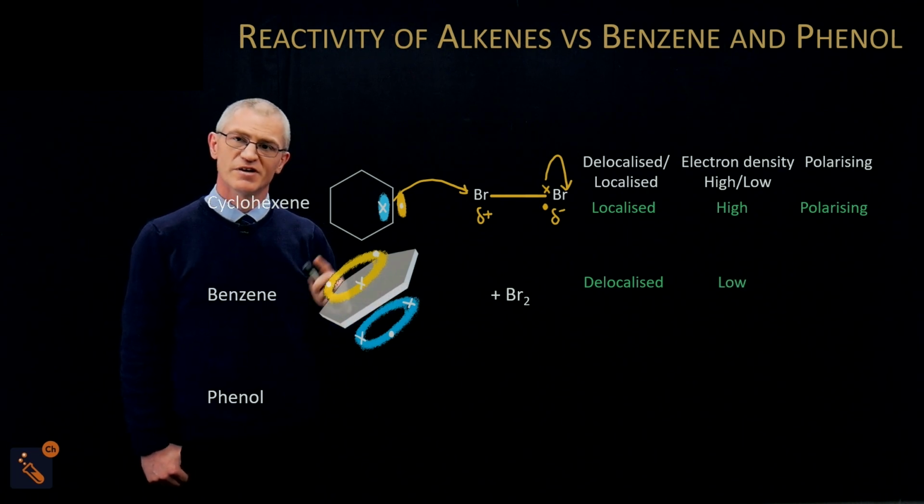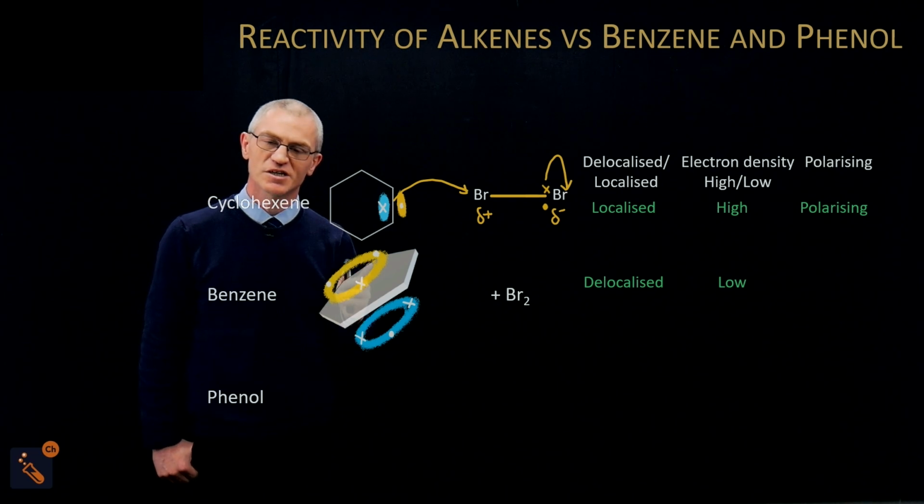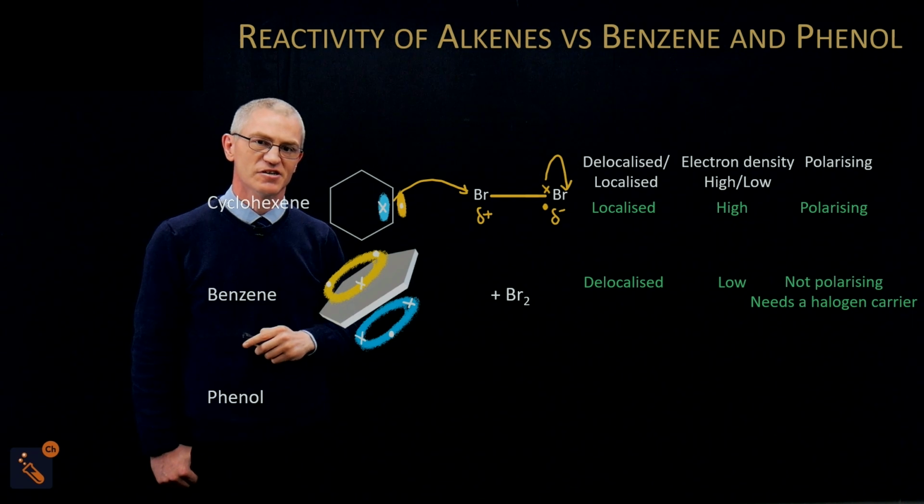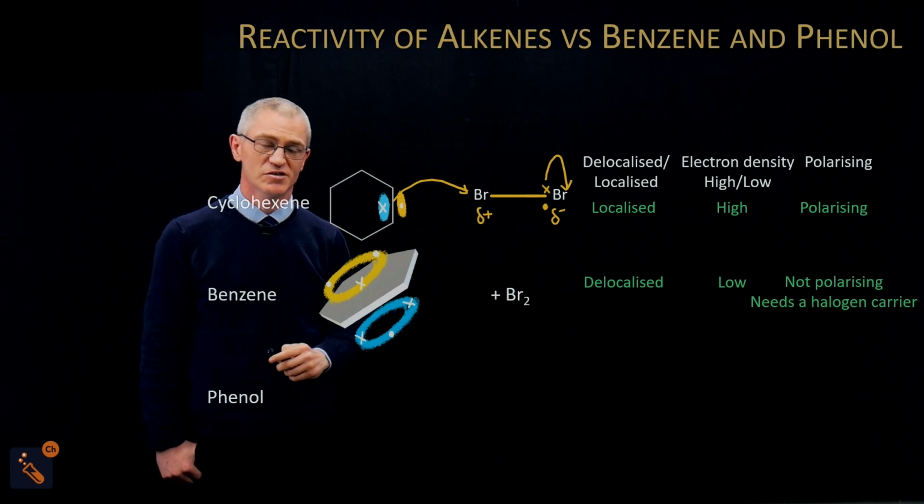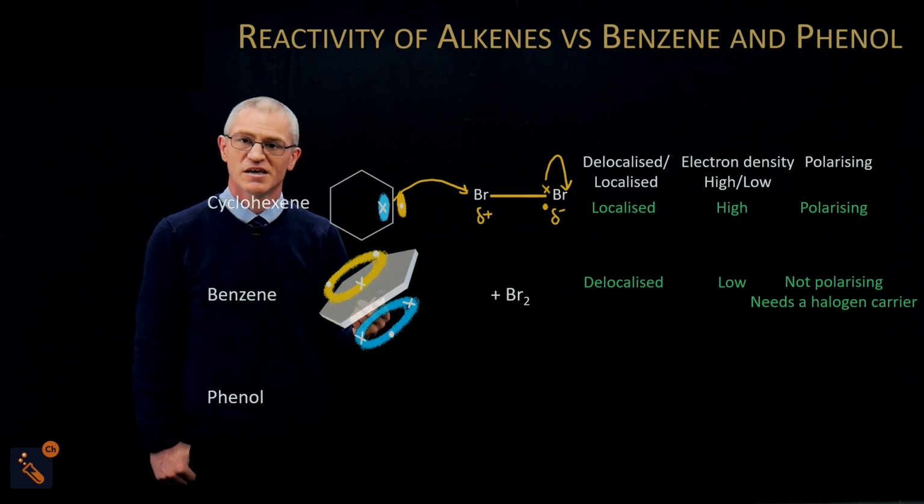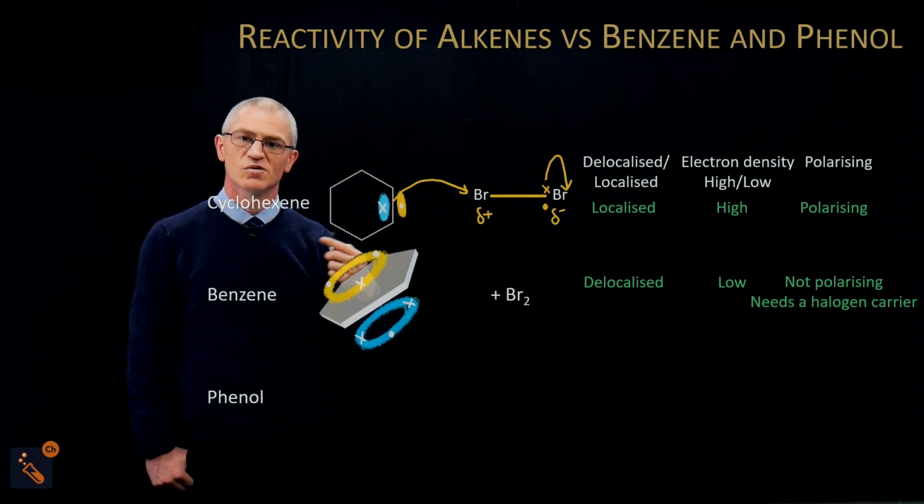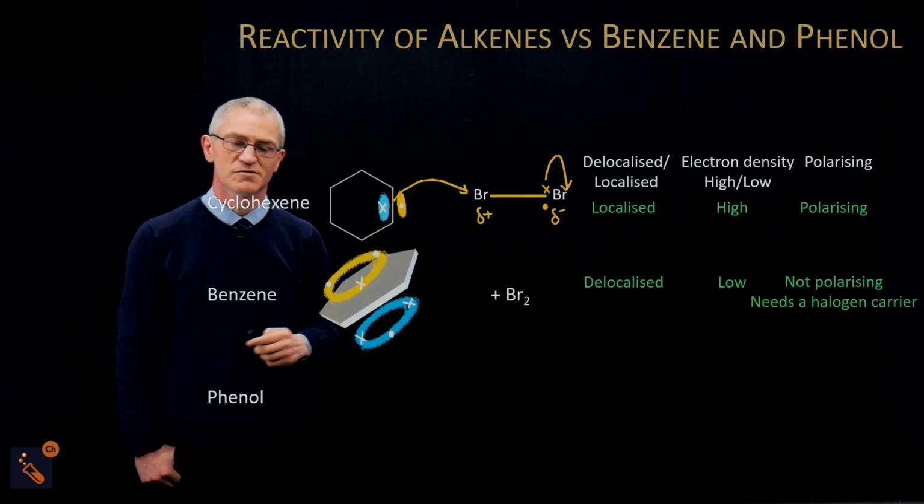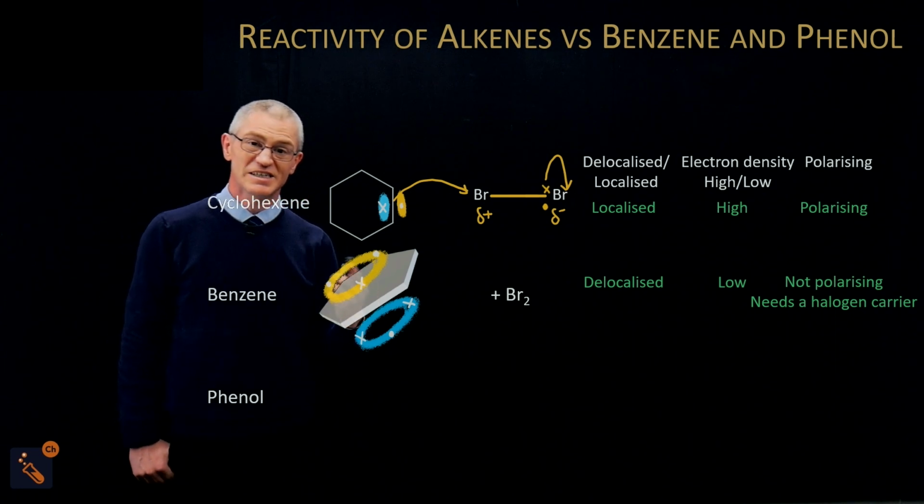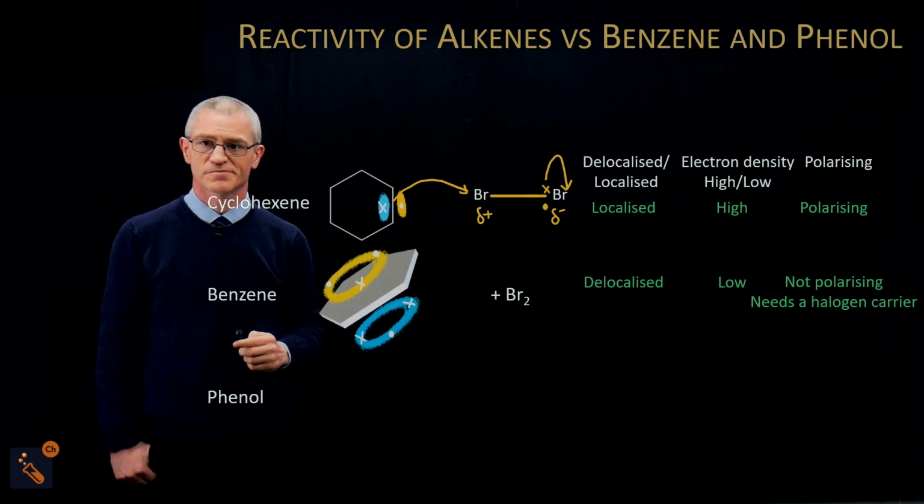And we know from our reactions with benzene that benzene does not react unless you have a halogen carrier. So therefore it can't be polarizing, because the halogen carrier, which is usually aluminium bromide in this case, or aluminium chloride if you're doing chlorination, okay? So it needs a halogen carrier, it's not polarizing.